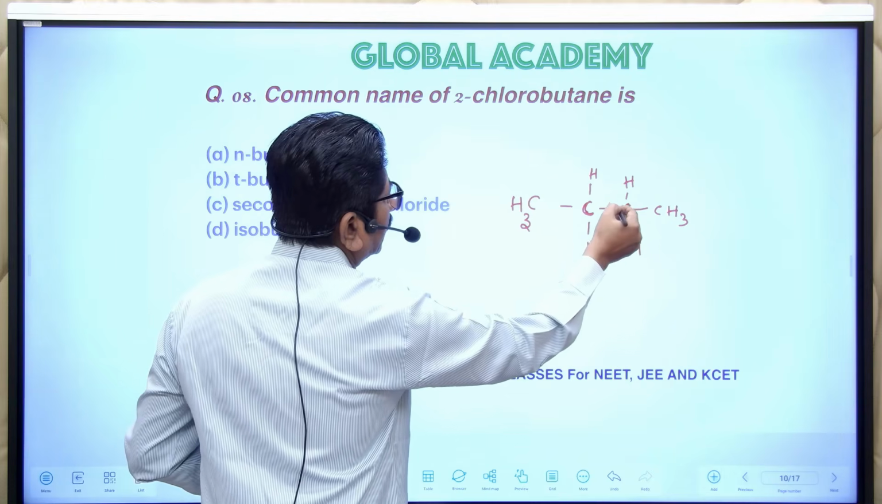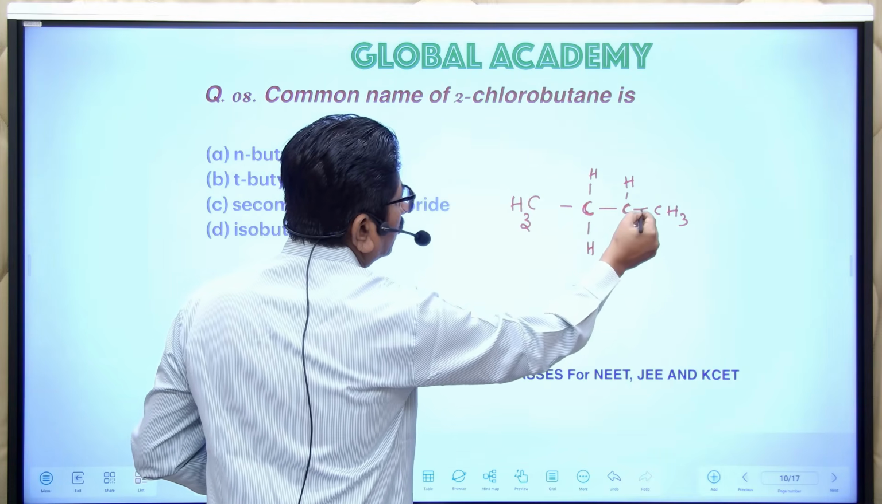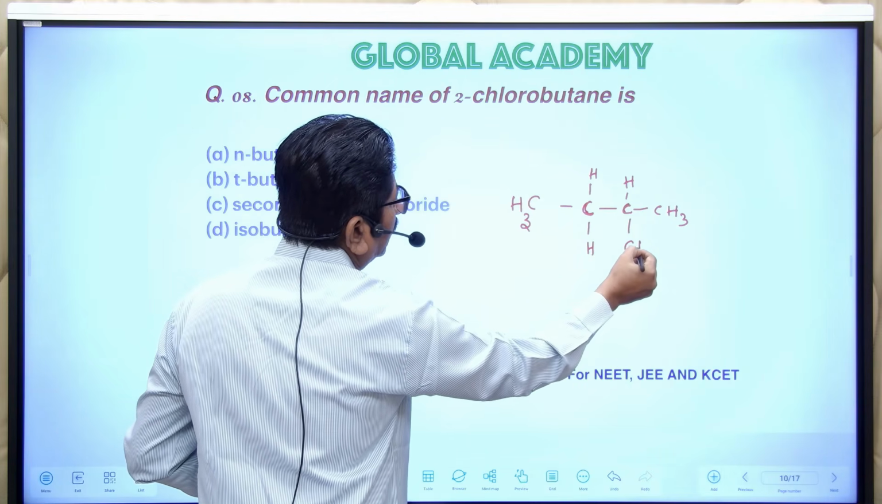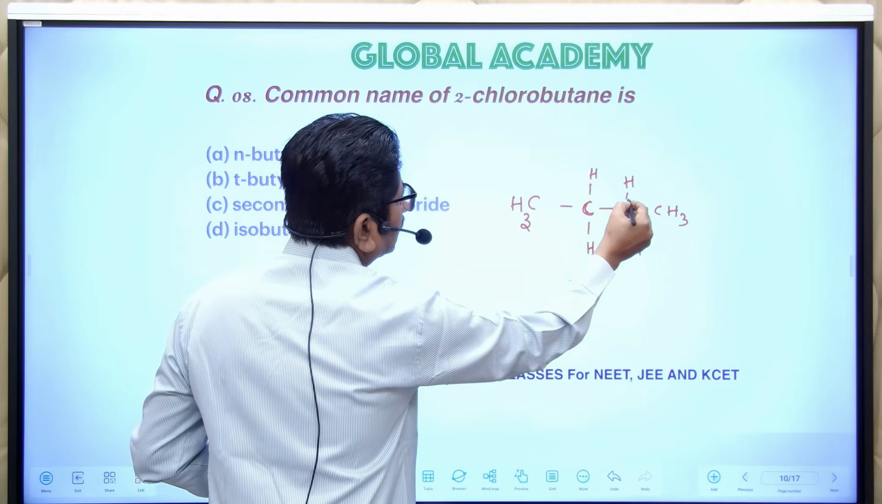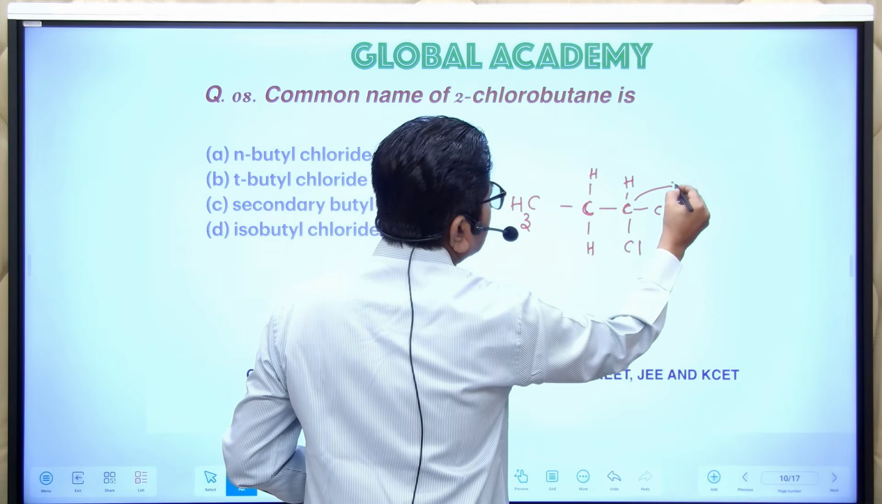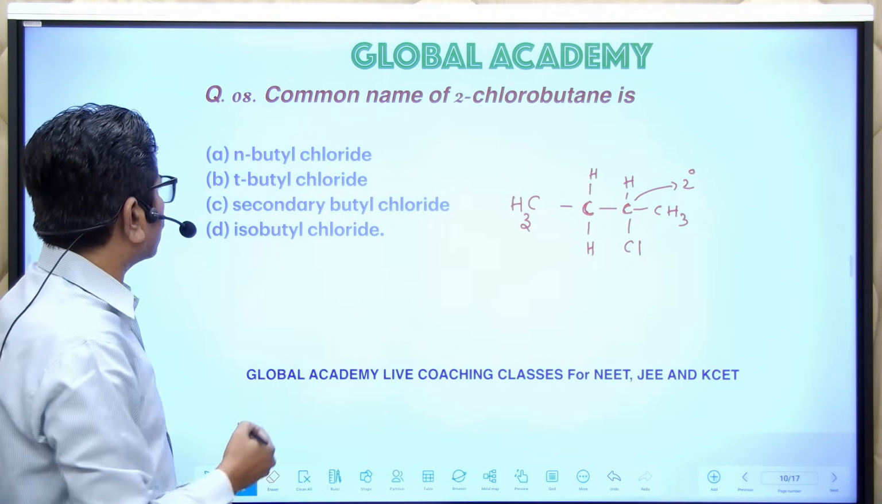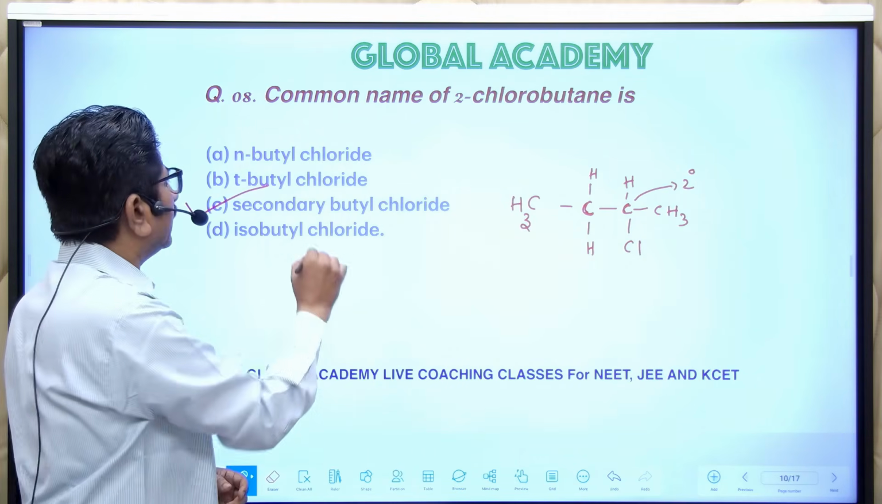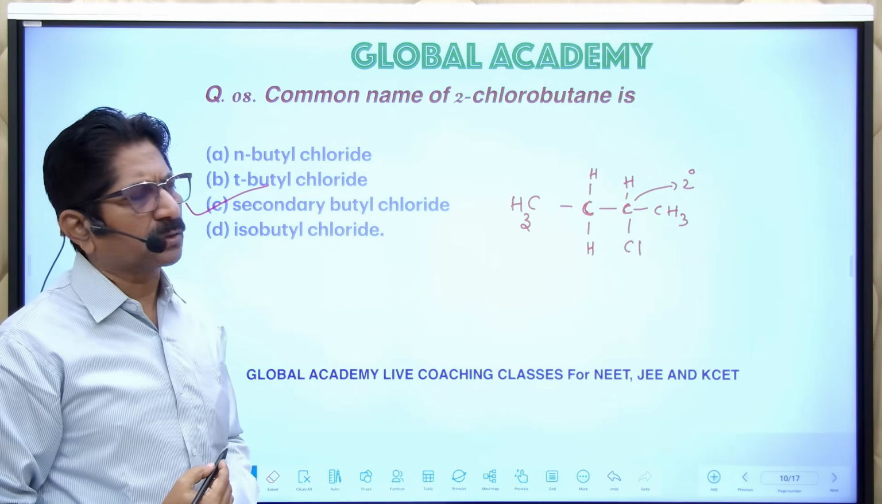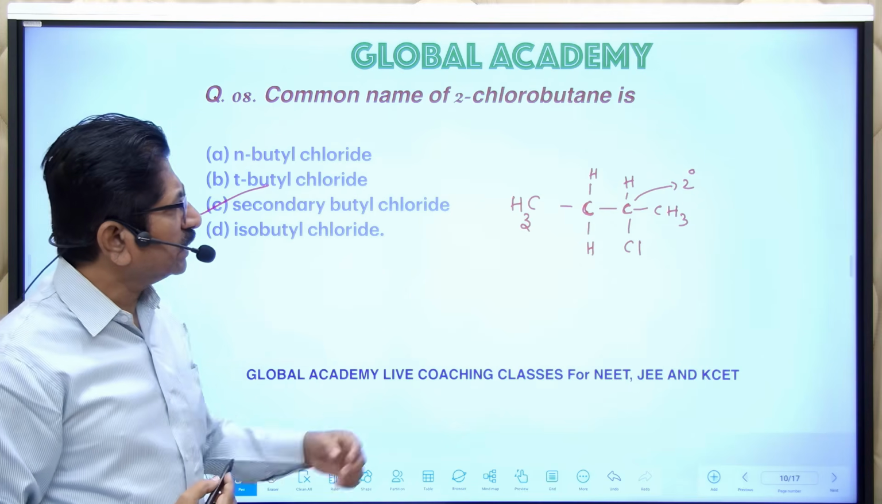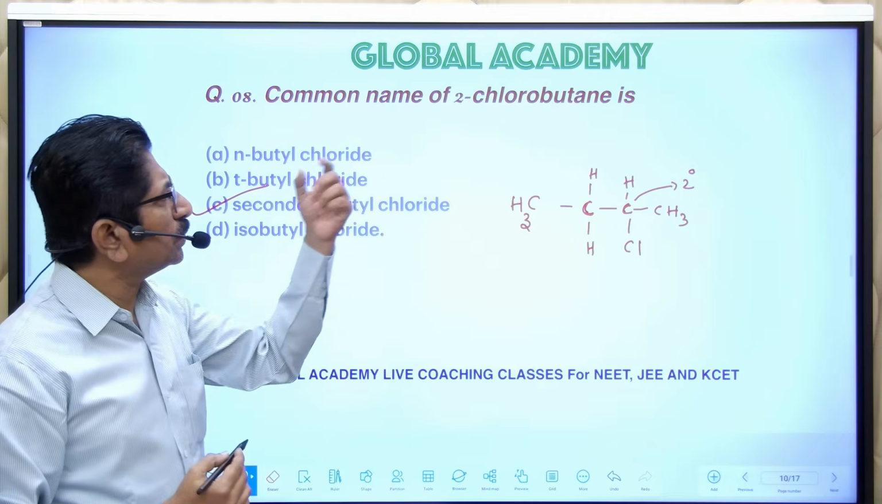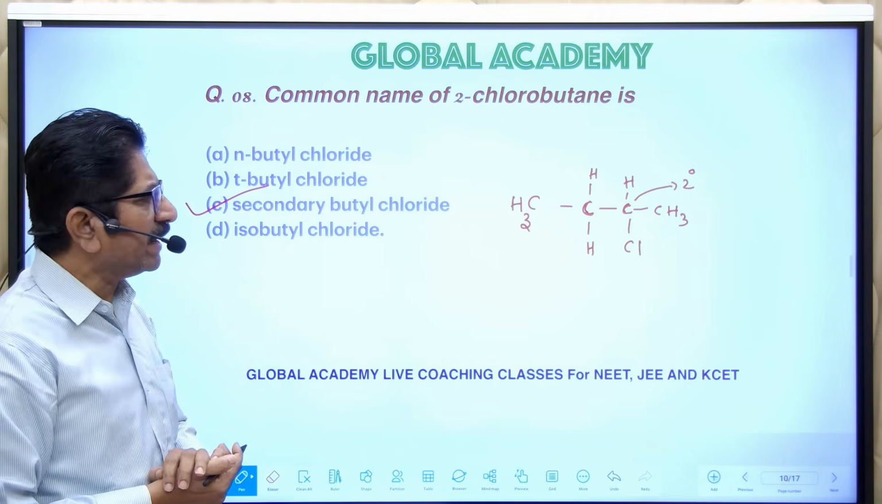You can see that the carbon to which the chlorine atom is attached is a secondary carbon. So it is a secondary butyl chloride. So this is the way we have to find out the right answer.